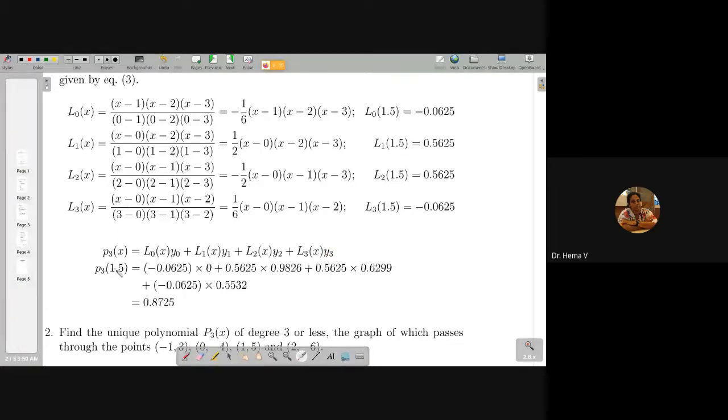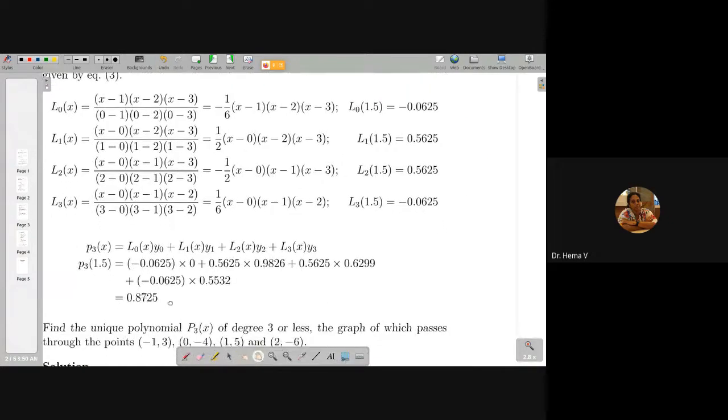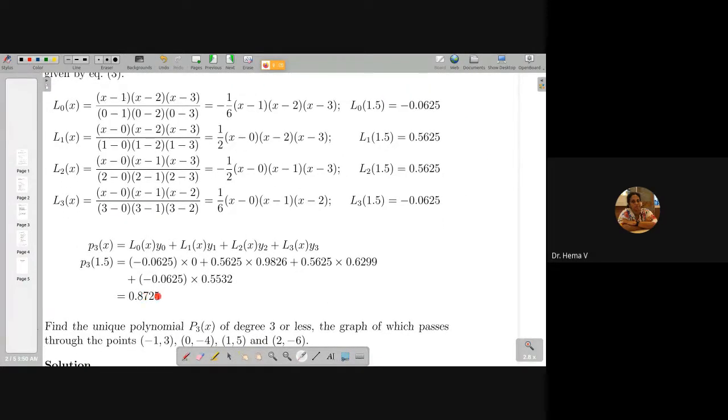Okay. Now for P3 you have to just find the value. You need not worry about the polynomial. Sometimes it may be asked to write the polynomials. In that case, you have to simplify and write the polynomial. Otherwise, you can skip that and simplify this. So P3 of 1.5 is substitute here L0 of x into y0. Y0 here is given. What is the value of y0? Y0 is 0 here. Y1 is this. Y2, Y3. Substitute here and you are getting the final answer. This is how we are going to use Lagrange's interpolation method. Okay. Any doubts?